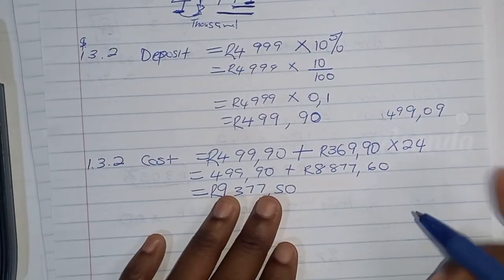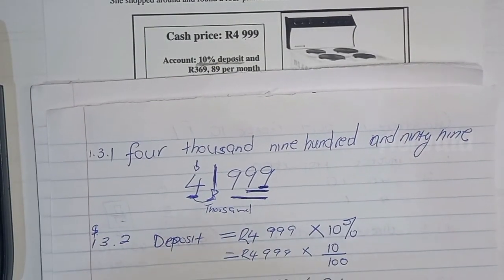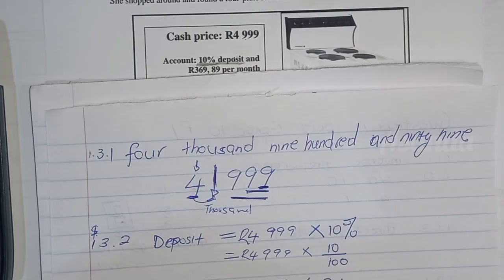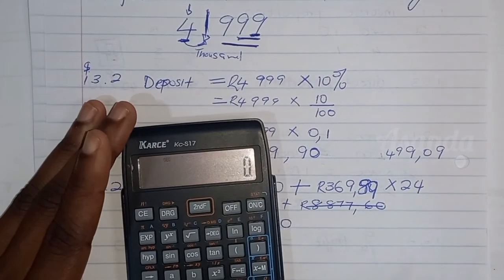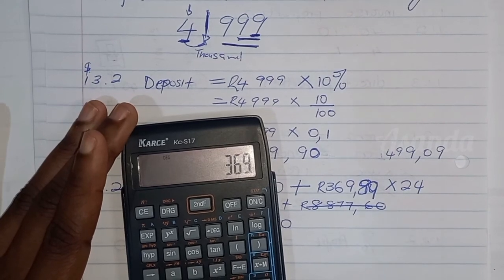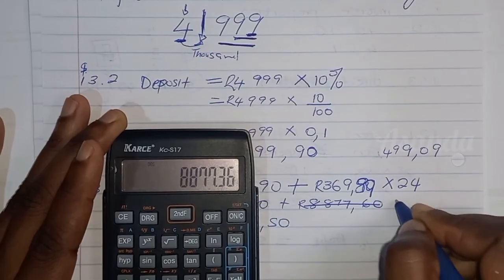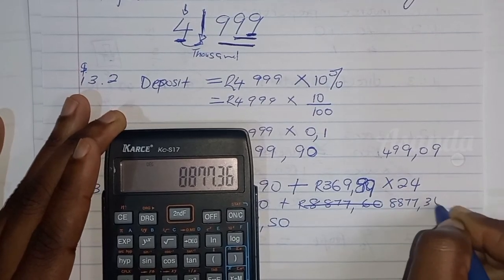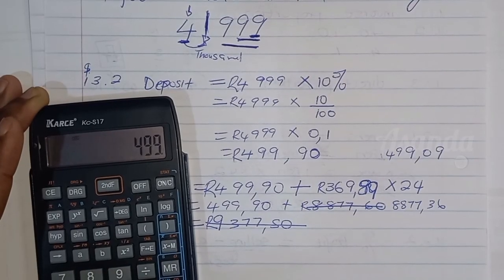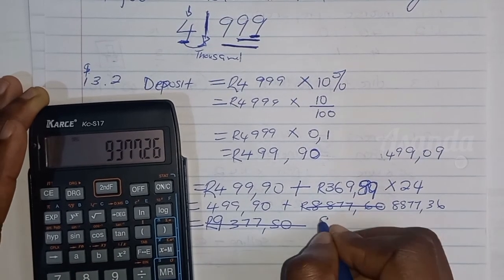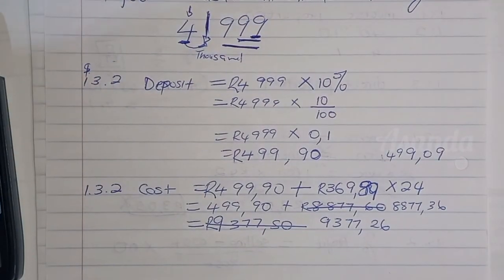Just a small correction there. It's not 90 cents. It's 89. What did I write? 80, 90, 89. So let's correct that first before we end this. So that's 369.89 times 24. And that's 8,877.36, right? And then we add the deposit, which is 499.90, and the answer is 9,377.26.